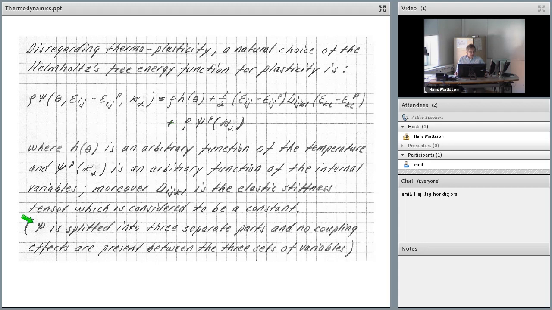So this Helmholtz function is split into three separate parts, and no coupling effects are presented between the three sets of variables. And in fact, the background to why choosing like this is based on thermoelasticity that is described in the book. So this function here is taken similar to the thermoelastic theory.